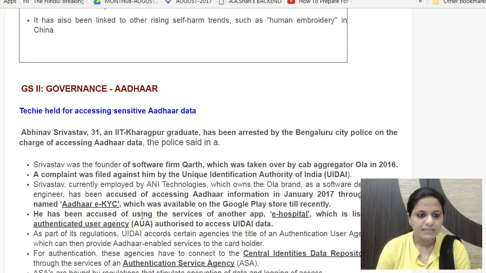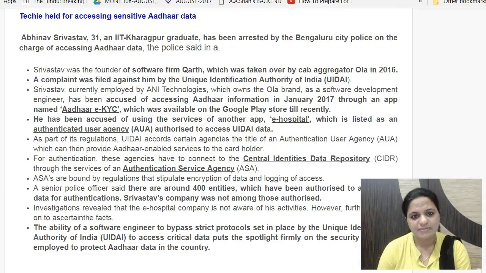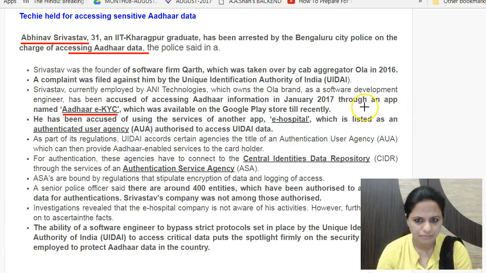Then next is techie held for accessing sensitive Aadhaar data. So this is regarding Abhinav Srivastav. He is a 31-year-old IIT Kharagpur graduate, and he has been arrested by Bengaluru City Police for accessing Aadhaar data without authority. He had actually created this app called Aadhaar eKYC, and this app was available for download since Jan 2017, and it had provided this Aadhaar data through accessing another app as such.